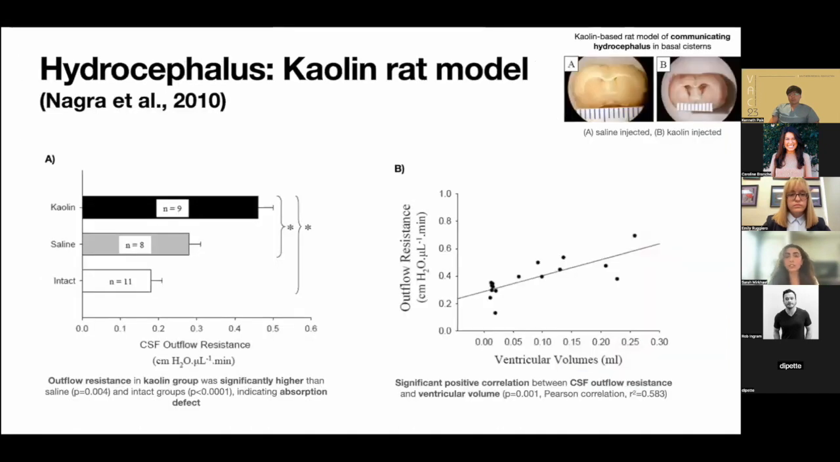So in order to study this experimentally, there needs to be a model of the pathogenesis of hydrocephalus. So Nagra et al. back in 2010 used this kaolin rat model. So they injected these rats with this kaolin substance, and the rats developed hydrocephalus. So in this kaolin rat model of hydrocephalus, there was increased outflow resistance that indicated that there was an absorption defect. This had a significant positive correlation to the severity of hydrocephalus that developed, and this was seen with ventricular enlargement. So because this was an absorption defect, this was a model of communicating hydrocephalus.